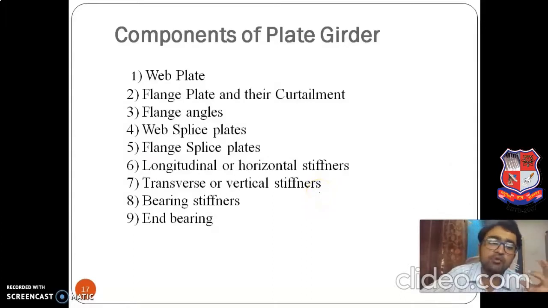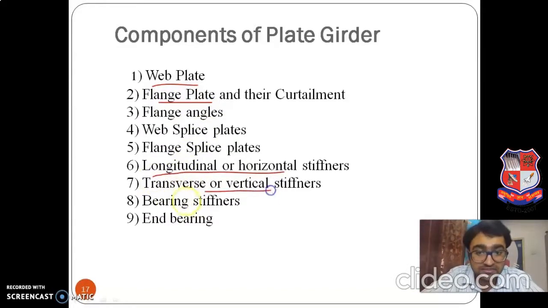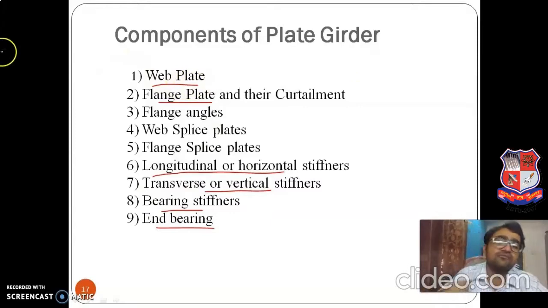Now what are the important components of the plate girder? There's the web plate, flange plate, flange angle, web splice, flange splice, longitudinal horizontal stiffener, transverse vertical stiffener, bearing stiffener, and bearing. The very important ones are the web plate, flange plate, longitudinal horizontal stiffener, transverse stiffener, and bearing stiffener. Generally you need to design the web plate, flange plate, and a lot of stiffeners, maybe horizontal, vertical, transverse, whichever types of stiffeners are there.